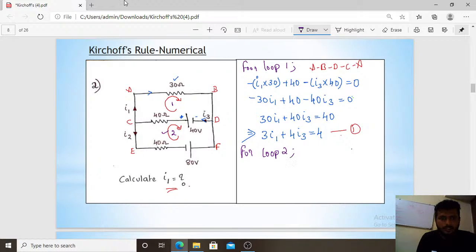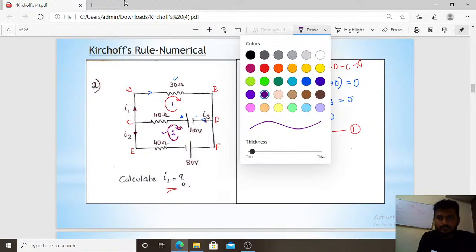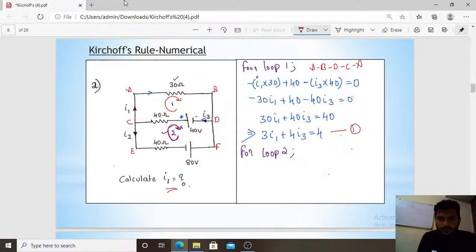So how should I write? C to D, D to F, F to E, E to C. Why can't I write C to E? Because my direction is clockwise. So I need to write C to D, D to F, F to E, E to C.